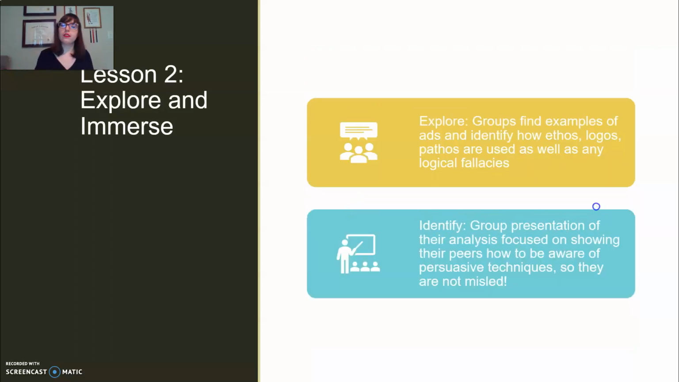Lesson 2 would be focused on exploring, immersing, and identifying. So with the exploration stage, groups would come back together, they'd find examples of ads or use the ones that they had before, and they'd identify how ethos, logos, and pathos are used in those, as well as whether the ads contain any of the logical fallacies they learned about in their web quest. Then groups would present their analysis on one of their ads, to show their peers how to be aware of persuasive techniques so they're not misled. So they're already starting to see the application of this process in the real world in lesson 2.